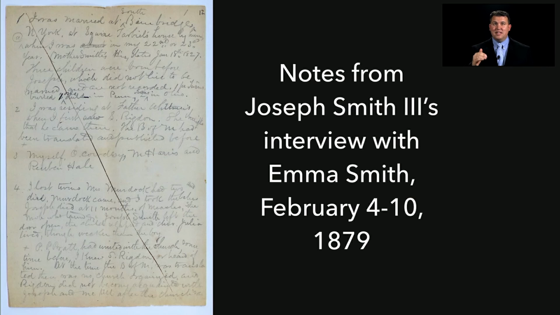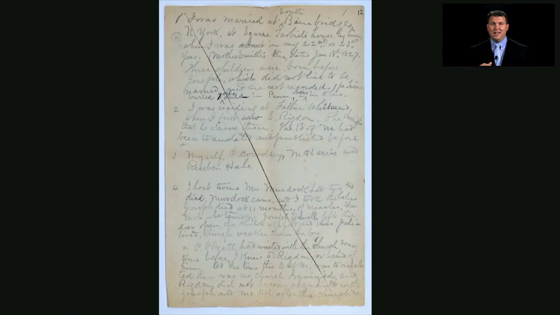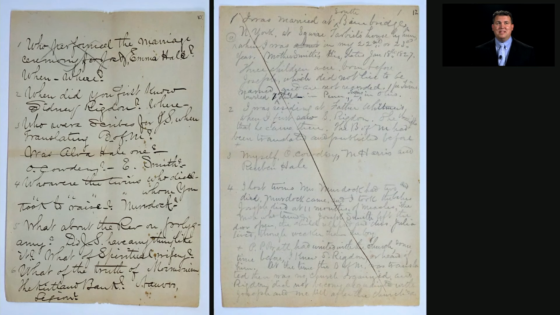So this is near the end of Emma's life, and her son is sitting down with her one last time to try and record her recollections on what happened in early church history. So you can see over on the side some of the notes that he took. He also took notes in pencil, so you can see some of the questions and some of the answers on this paper that he wrote down here. I'll put up the questions so that you can see what he was asking at the same time. So you can see, for instance, one of the first questions that he asked right here.